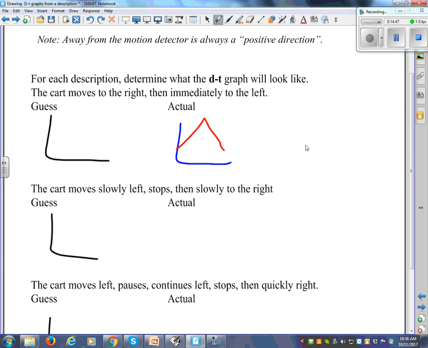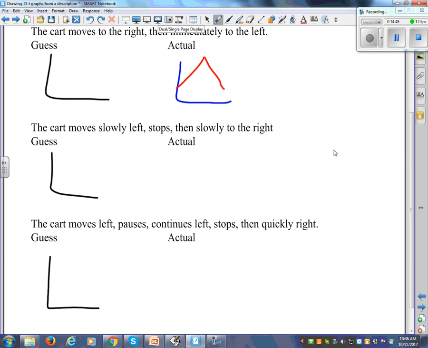Okay. Cart moves slowly left, stops, then slowly right. I'll get up my bumper a little later. You want to change your mind now? Slowly left, that's this way. We're going to start it here. Slow left, stop, slow right. That's kind of boring.